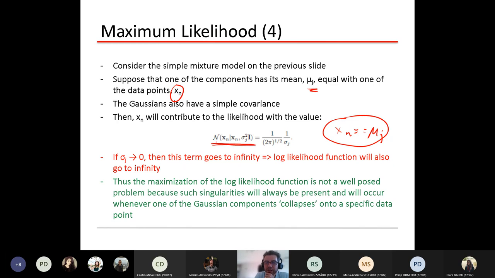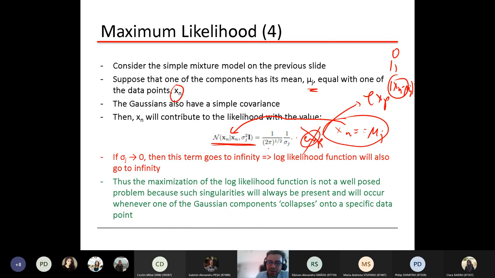The value for this Gaussian j at point xn, given that xn appears two times, but that is correct, because the second time it appears instead of the mean. So the probability of xn given the mean equal to xn, with a very simple covariance matrix, the identity matrix multiplied by a simple variance, is going to look like this: 1 divided by the square root of 2 pi, multiplied by 1 divided by the variance sigma j. Because what happens here is that we would have had e to the power of something, which was xn minus mu j multiplied by something, and xn minus mu j is now equal to 0. So it's e to the power 0, and it fades away.